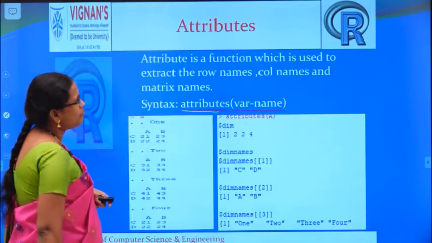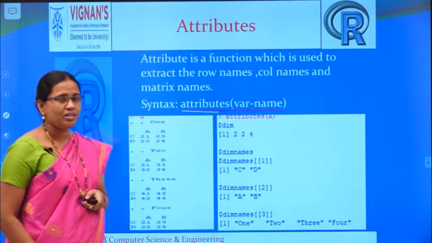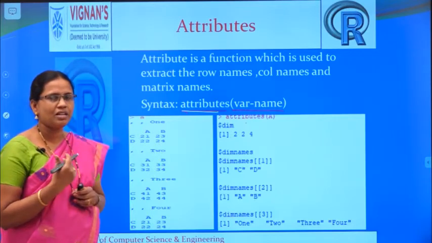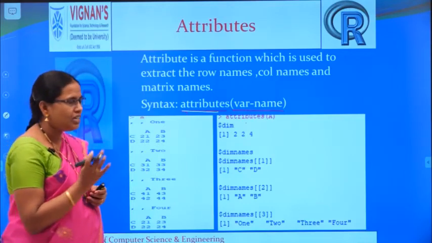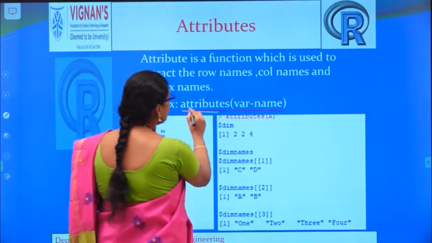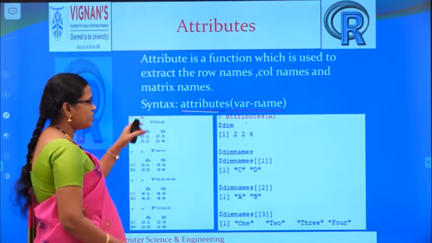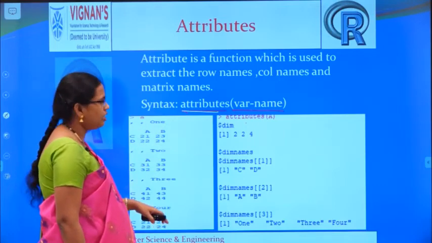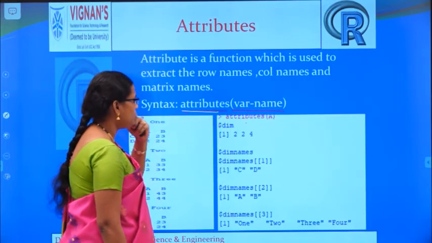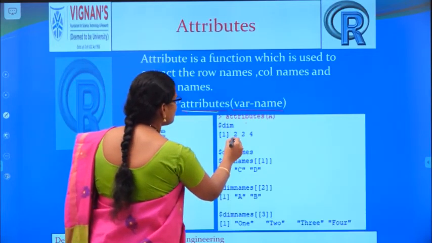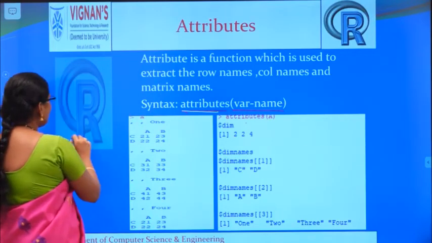Attributes is a function which is used to extract the row names, column names and matrix names. To extract the names given for rows, columns and the matrix, we have a function called attributes. Let us see the syntax of it. The syntax is attributes of variable name. When you give it like this, see this one, this is my array, and if I give attributes of A, it prints the dimensions first.